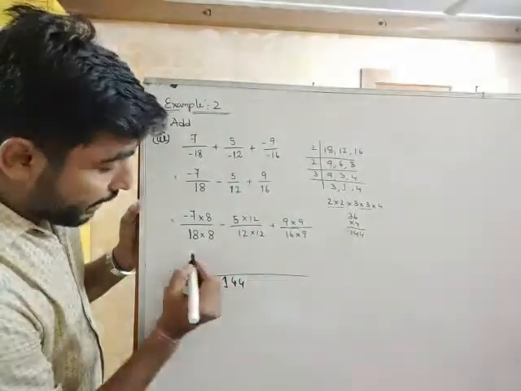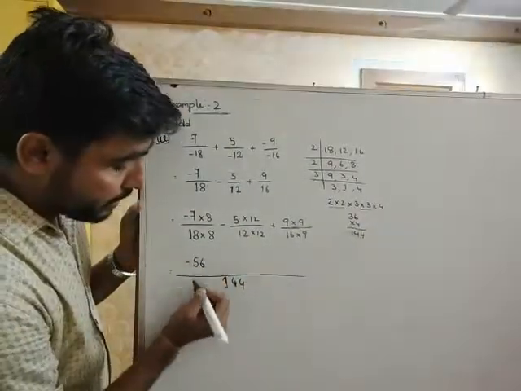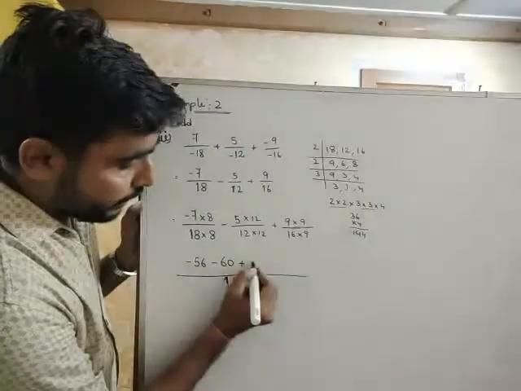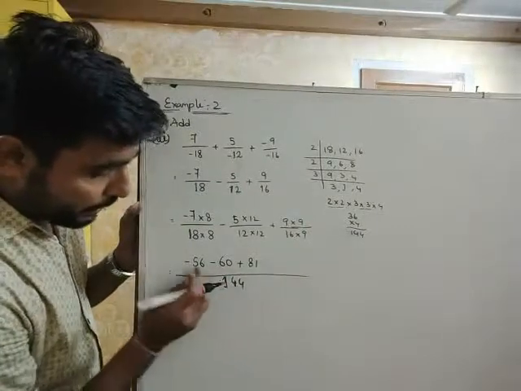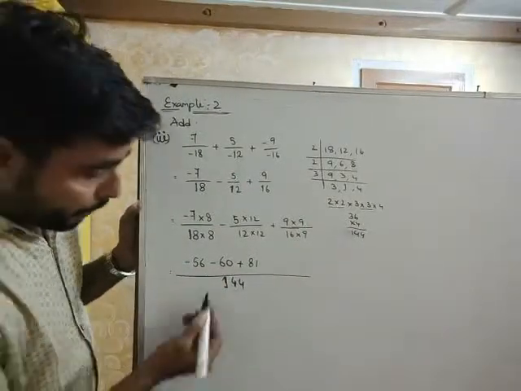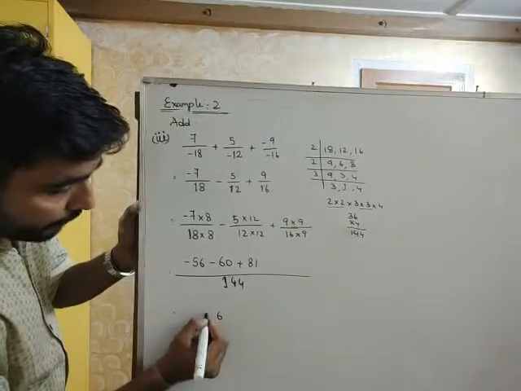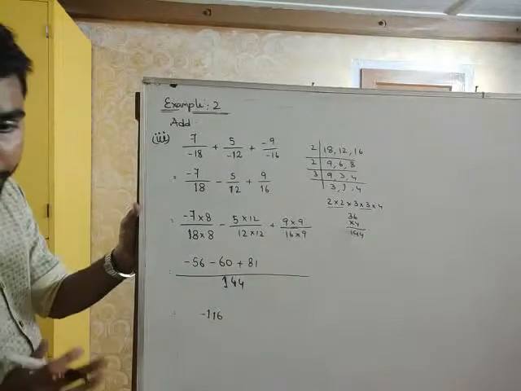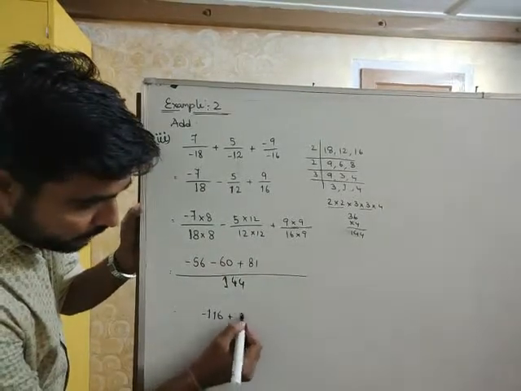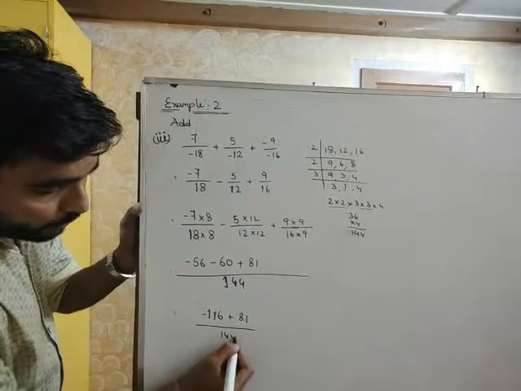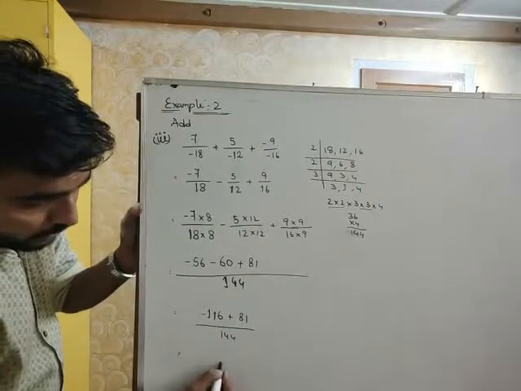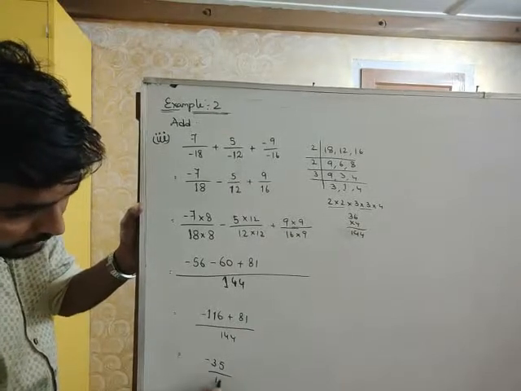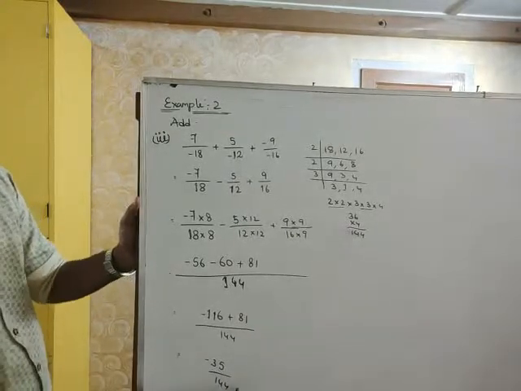7 into 8 is 56, minus, minus 12 into 5 is 60, minus, minus 9 into 9 is 81. Now minus and minus we know will be added. So 6 plus 0 is 6 and 5 plus 6 is 11. The greater number is 60, having the minus sign. So minus 116 plus 81 divided by 144. 6 minus 1 is 5. 11 minus 8 is 3, minus, because the greater number has minus, so minus 35 by 144.